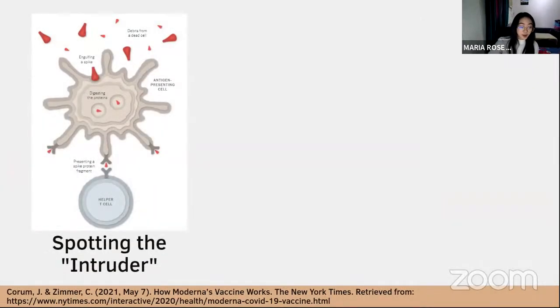Next is spotting the intruder. The cell presents fragments of the spike protein, like what I mentioned a while ago, on its surface. When other cells called helper T cells, which is this one in the illustration, detect these fragments, the helper T cells can raise the alarm and help marshal other immune cells to fight the infection.